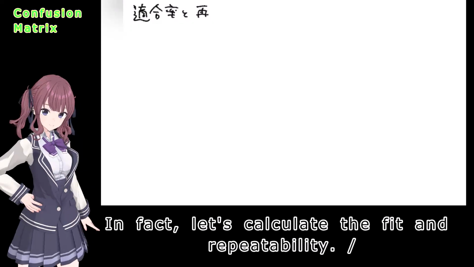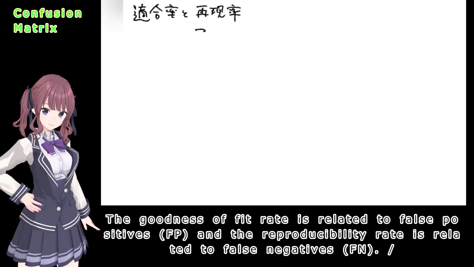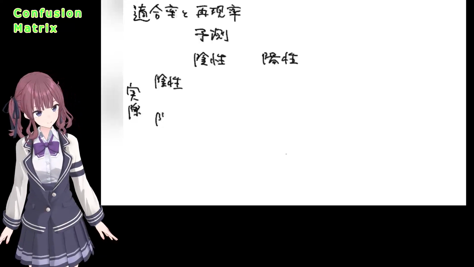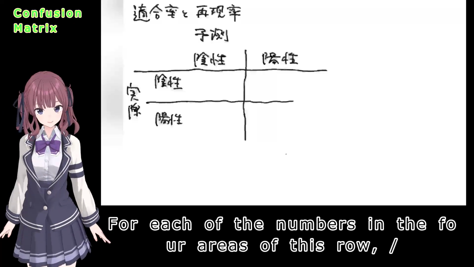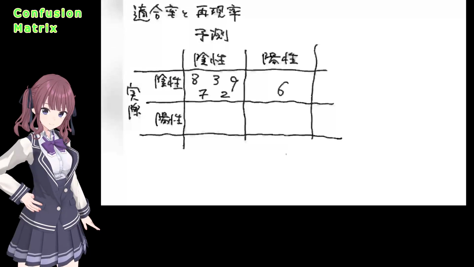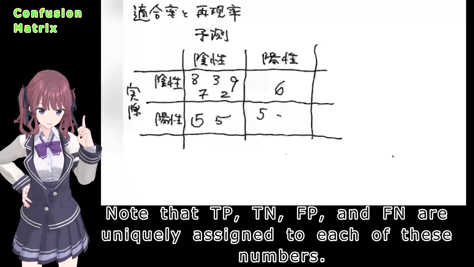In fact, let's calculate the fit and readability. The goodness of fit rate is related to false positives pep, and the reproducibility rate is related to false negatives n. For each of the numbers in the 4 areas of this row, note that pop and pep and then are uniquely assigned to each of these numbers.